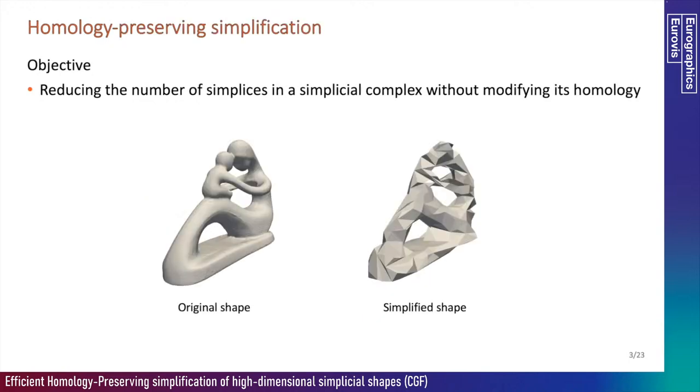Our goal is that of simplifying a mesh by preserving its homology. So we want the original shape and the simplified shape to have exactly the same homology. At the same time, we want to be able to do this in any dimension. Let me introduce a couple of definitions useful for our work.